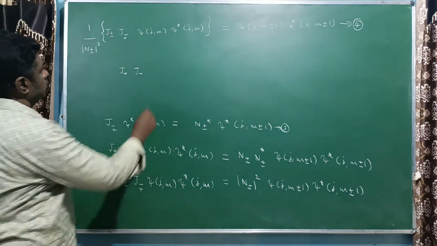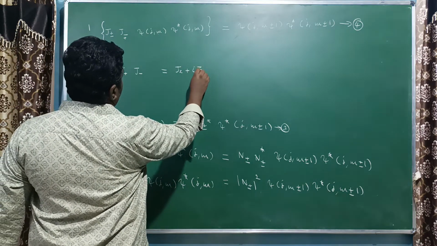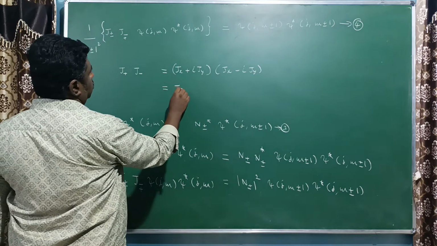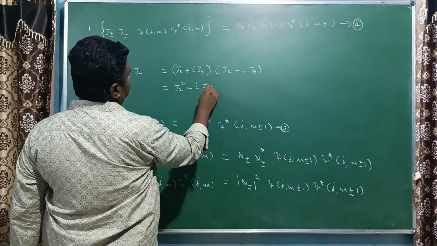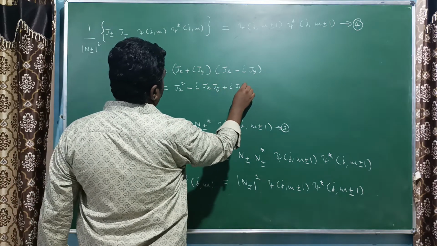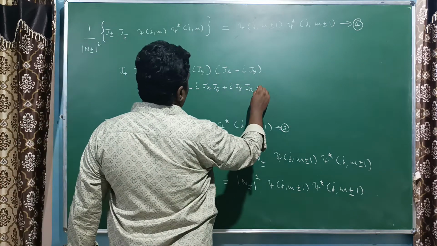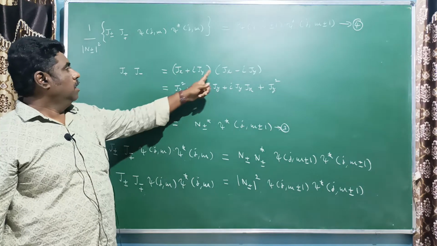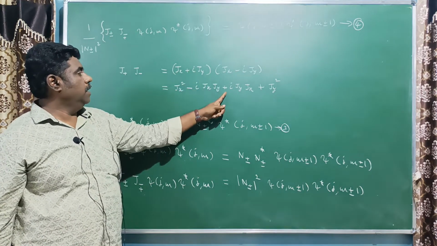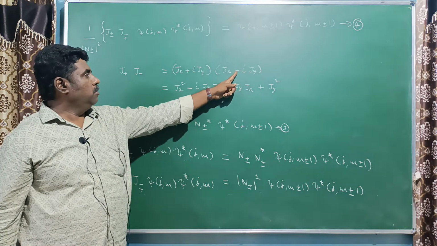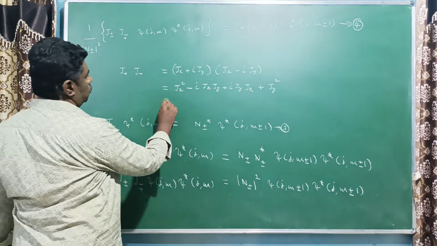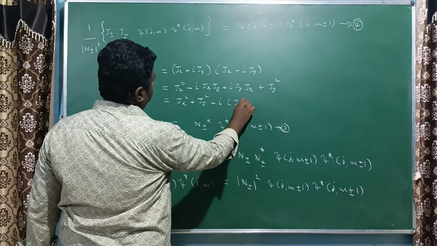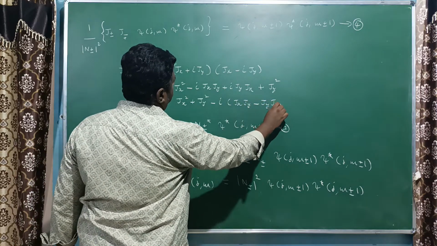See, J plus into J minus equals Jx plus iJy into Jx minus iJy, equals Jx square minus i into JxJy plus i into JyJx plus Jy square. See this, Jx into Jx, Jx square, minus i into JxJy, plus i into JyJx, i square is minus 1, already minus sign is available, so plus Jy square. This is equal to Jx square plus Jy square minus i into JxJy minus JyJx.